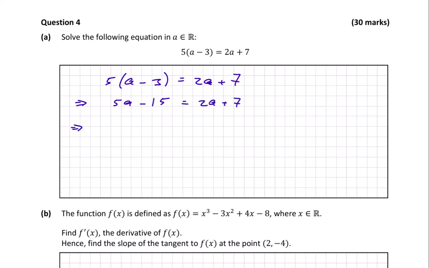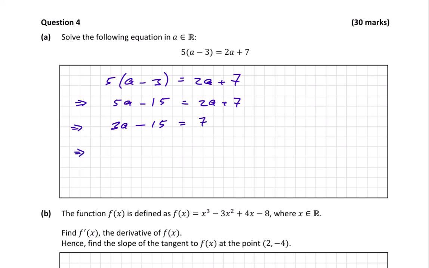So let's take this 2a on the right-hand side, subtract 2a from both sides to get rid of it. So if I subtract 2a from 5a, I'll get 3a on the left-hand side, minus 15. If I subtract 2a from 2a, I'll get 0. So that'll just leave me with 7 on the right-hand side.